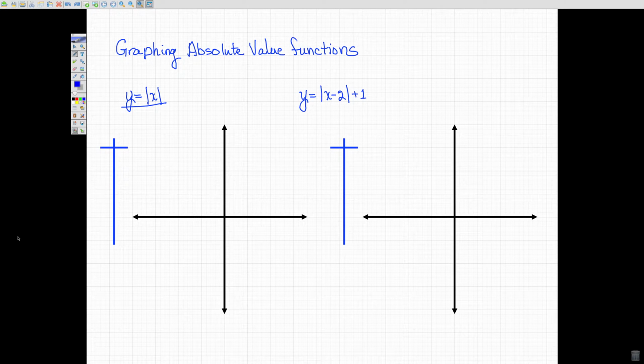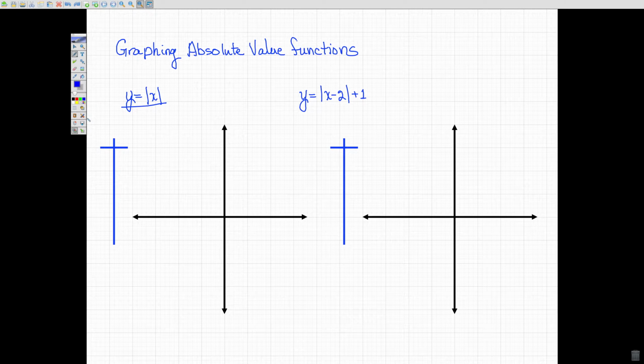In this lesson, we're going to learn about graphing absolute value functions and doing translations on the coordinate plane. Let's start with a quick review of graphing, but do it with absolute value functions. We'll start with the function y equals the absolute value of x.